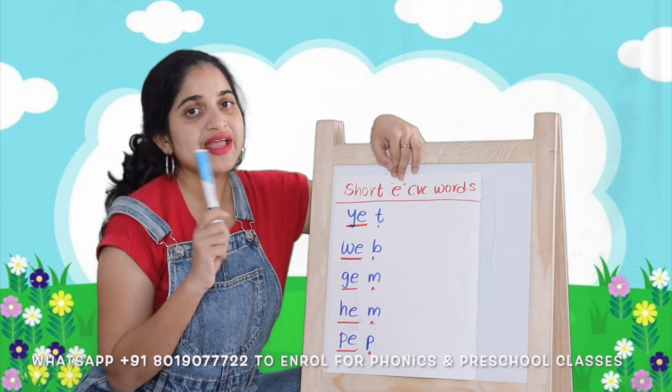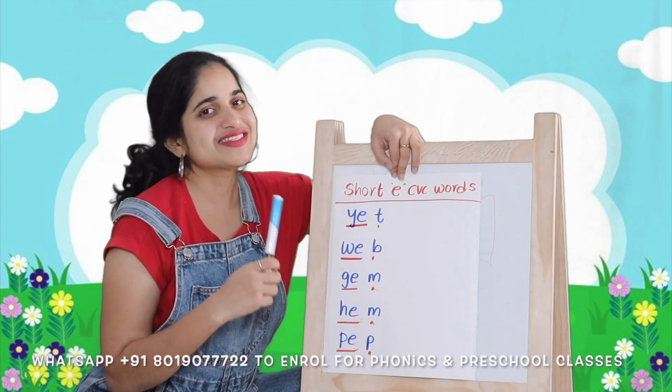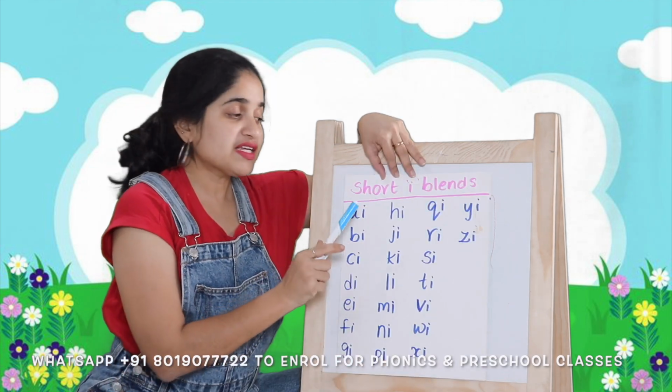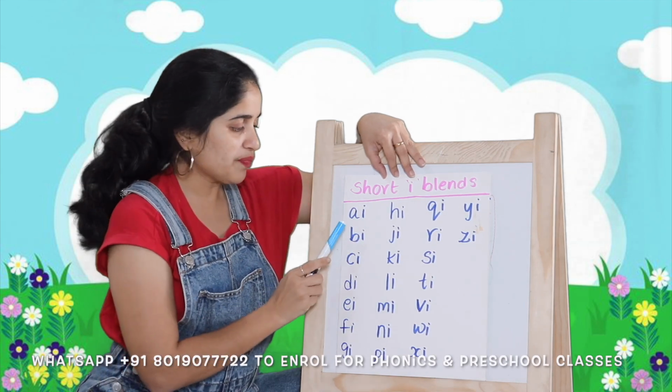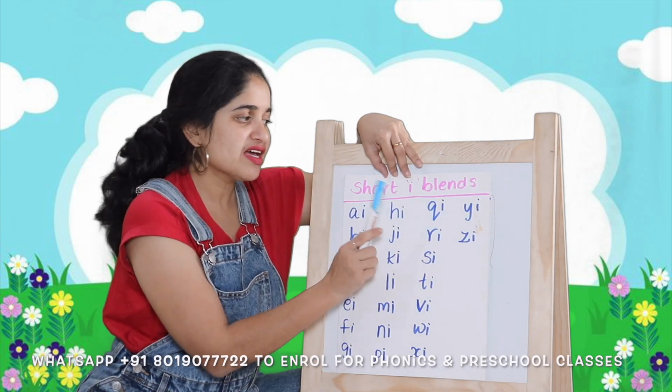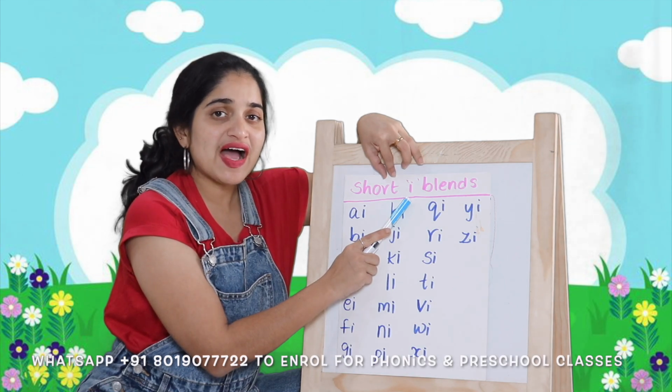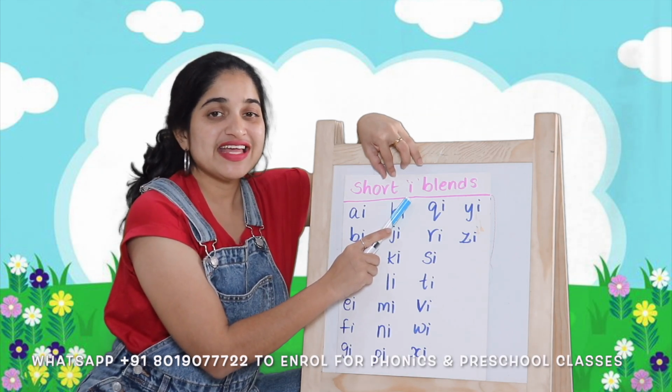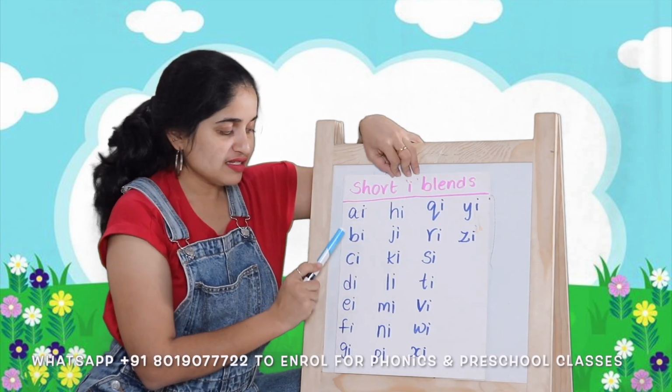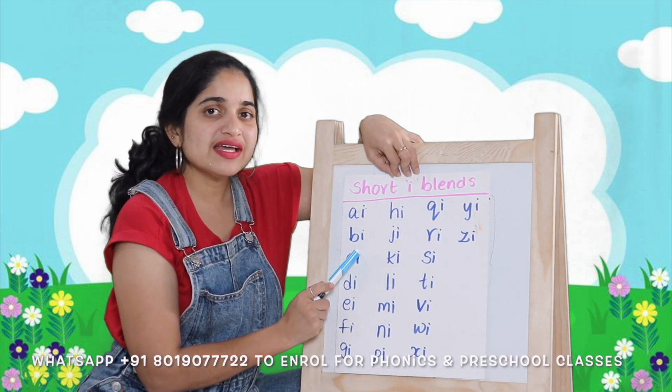Next comes the vowel A, E, I. So let's see the I blends now. Make a chart of the I blends as well. So here we have short I blends. What is the phonic sound of letter I? It's E. So the ending sound has to be E.